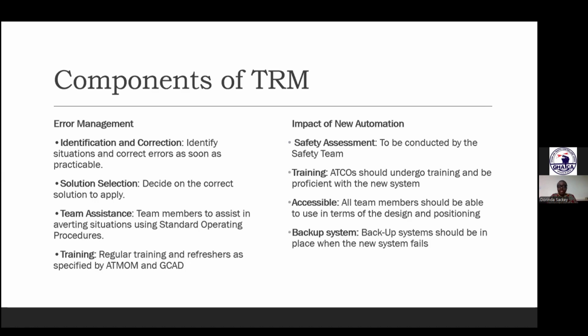Impact of a new automation. Safety assessment conducted any time a new system is in place. Training of ATCOs to be proficient with the new system. ATCOs being accessible, ATCOs being able to access the system irrespective of design and positions, and always a backup system should the system fail.